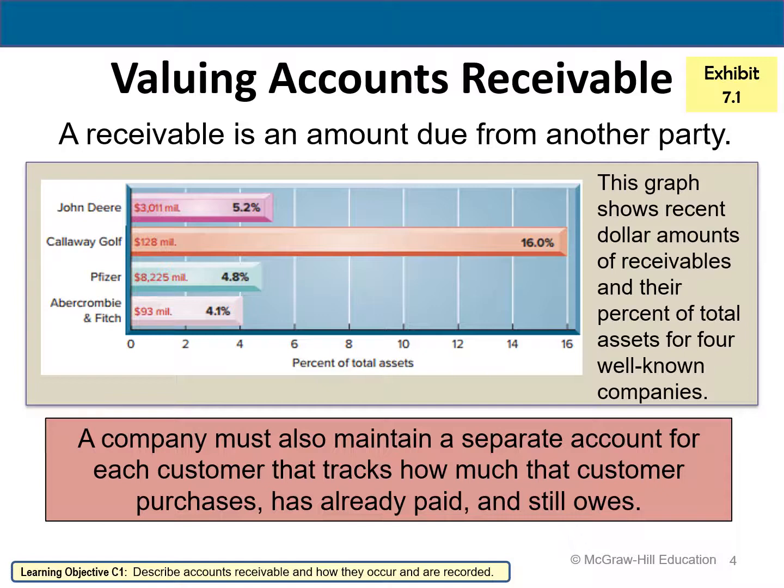So what they're showing you here is a graph of the receivables that are due from various customers, and the analytical presentation of it shows the percent of each customer's balance to the total percent of assets. So a company must maintain a separate account for each customer that tracks how much each customer owes. That's what we call typically an account receivable subsidiary ledger. It will list each customer and the total amounts that are owed by that customer as of whatever date you run it.